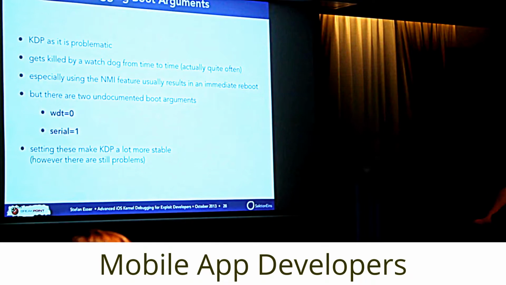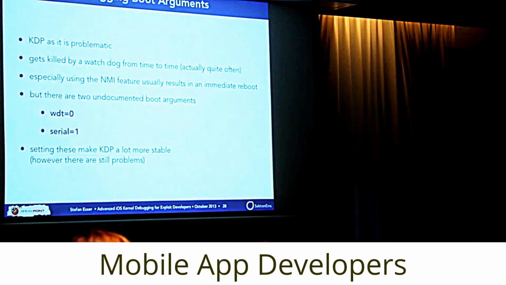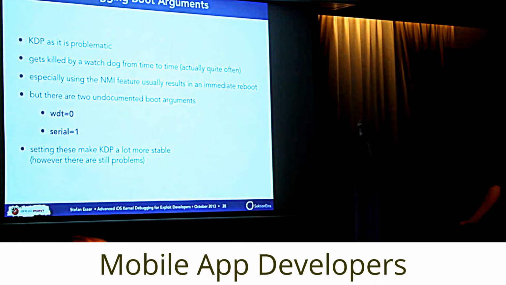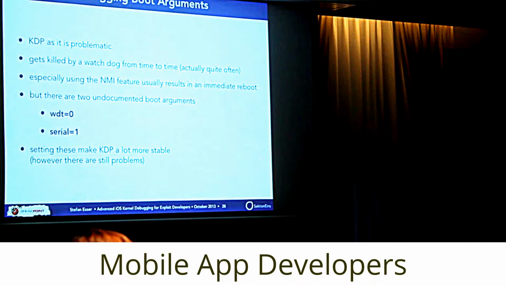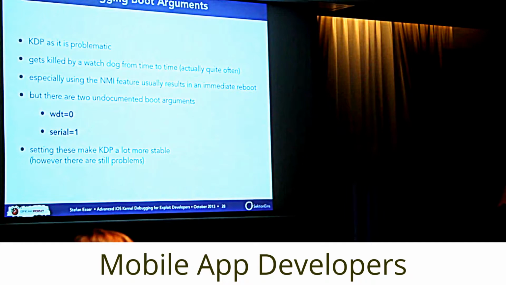So I poked a little bit around in the kernel and realized that if you set one of these boot arguments, WDT, which most probably means watchdog timer, you set it to 0, or you use the serial command, which allows you to switch between different serial ports, then it somehow disables the watchdog timer, and from that moment KDP is a lot more stable and does not always immediately reboot.